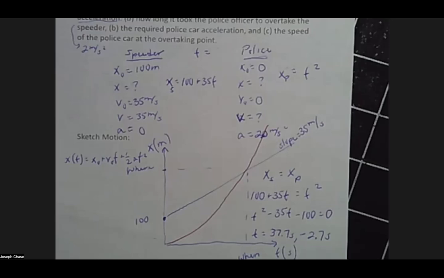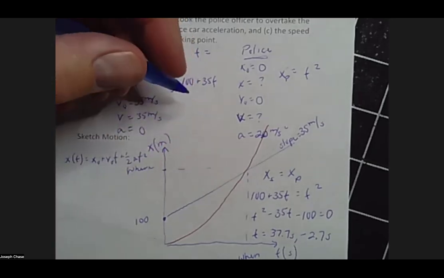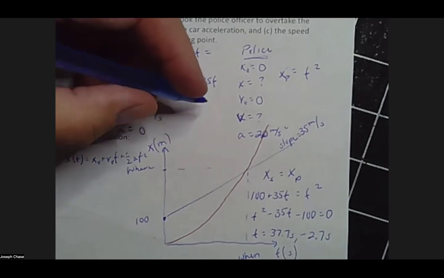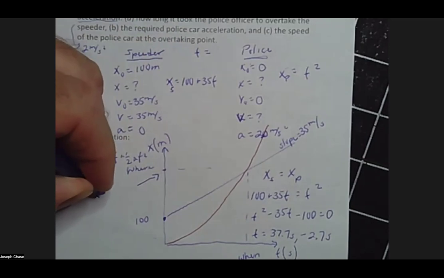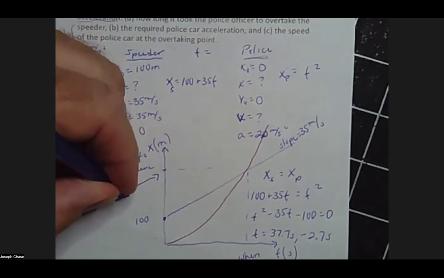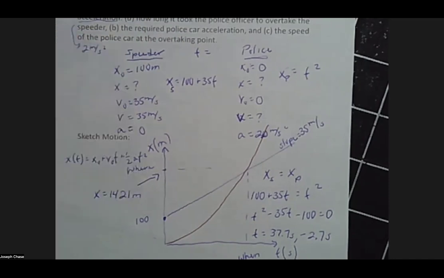So that is going to be 1421 meters. Almost a mile. A mile is 1,609 meters.